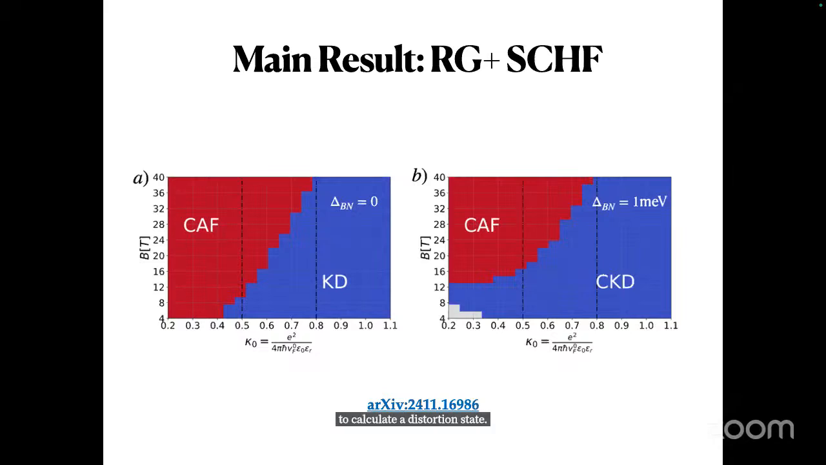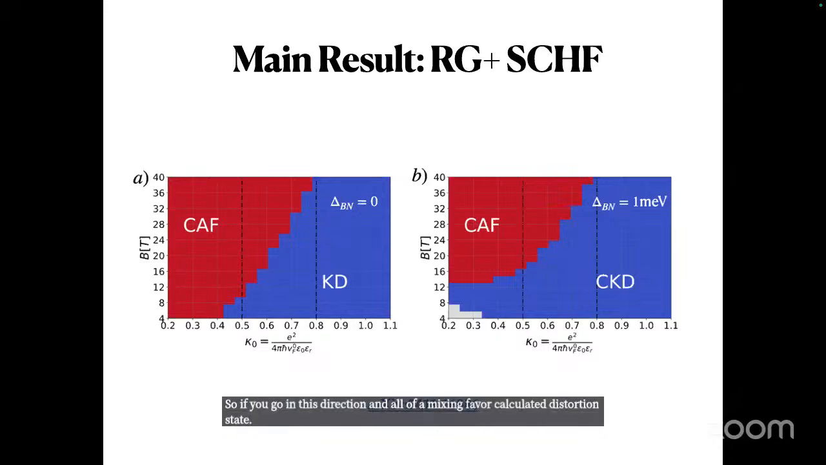If you go in this direction along the x-axis, the Landau-level mixing is stronger. If you decrease the magnetic field, the Landau-level mixing is also stronger. So if you go in this direction, Landau-level mixing favors the Kekulé distortion state.